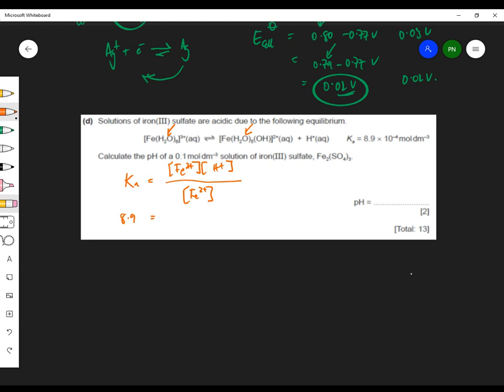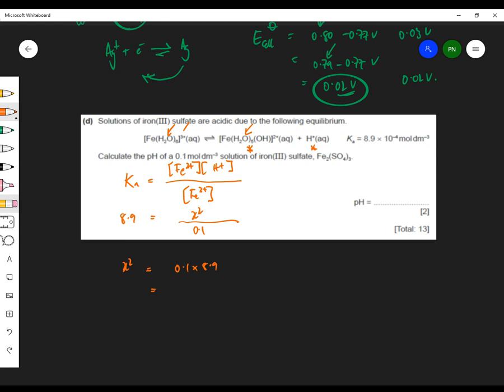Okay, well, let's put all the numbers in. 8.9 equals, there it is. Now you're going to think this is x squared because you're going to think this is the same as this. So that's x squared divided by the concentration of Fe3+, and it says it is 0.1. So from this, we get x squared is equal to 0.1 times 8.9. Therefore, x is the root of that.